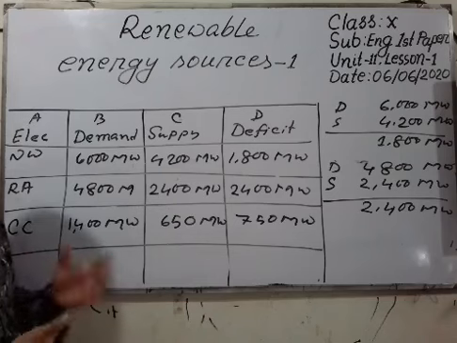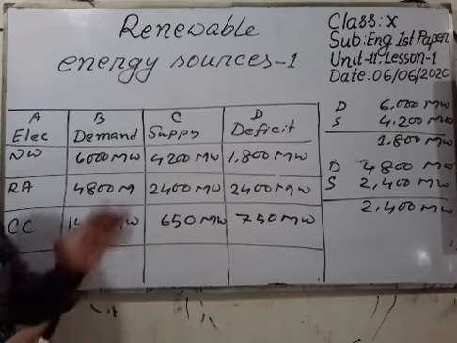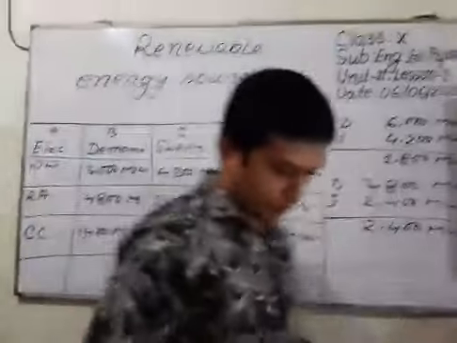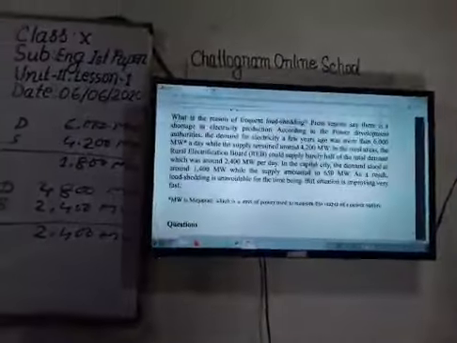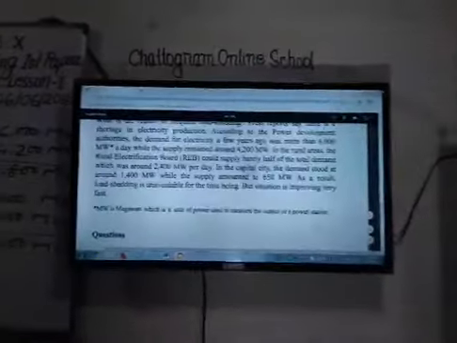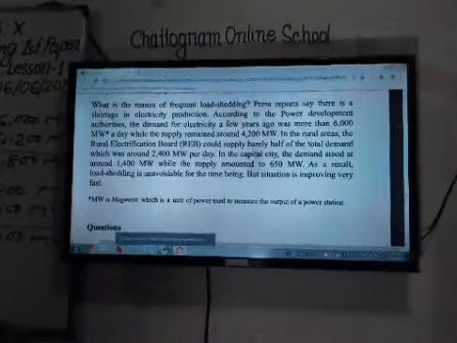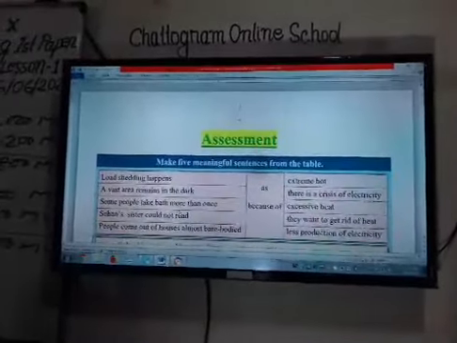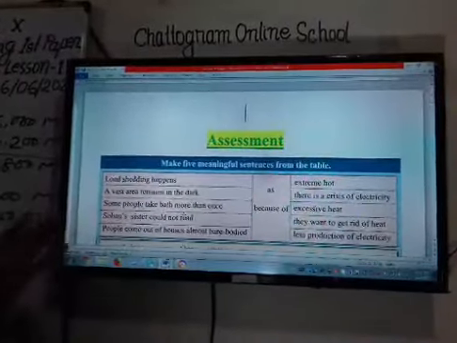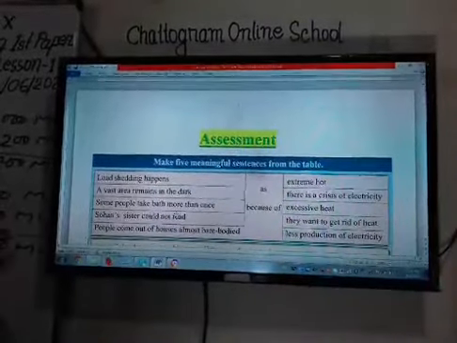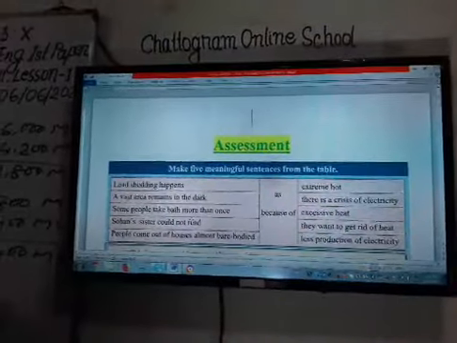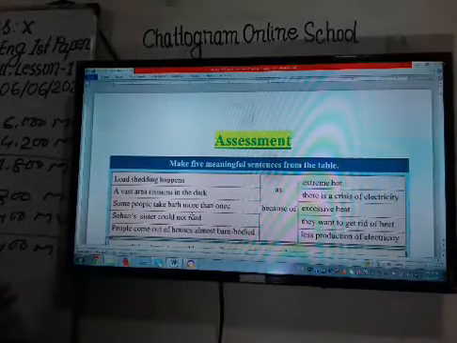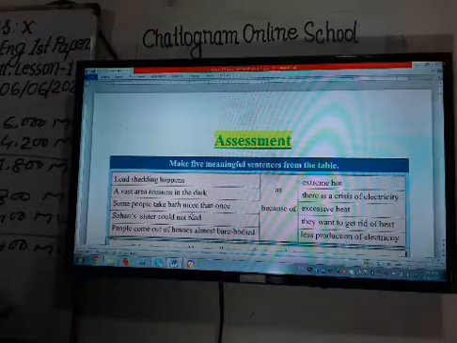Okay, the students, now again we are going to the screen. Look at the screen. Perhaps now you have understood the text well. Now there is an assessment for you. I'm giving you a few seconds to make 5 meaningful sentences from that table. Okay, are you doing? You're making these 5 meaningful sentences from the table. Few seconds later I'll give you the answer.